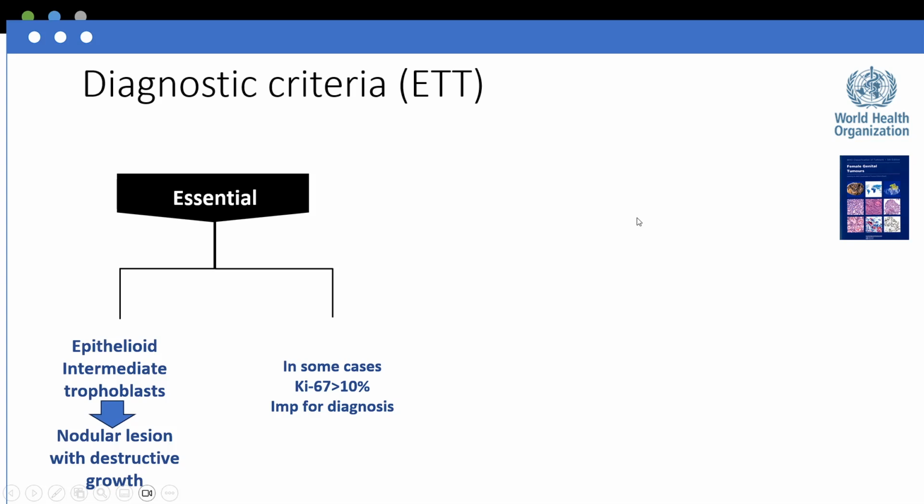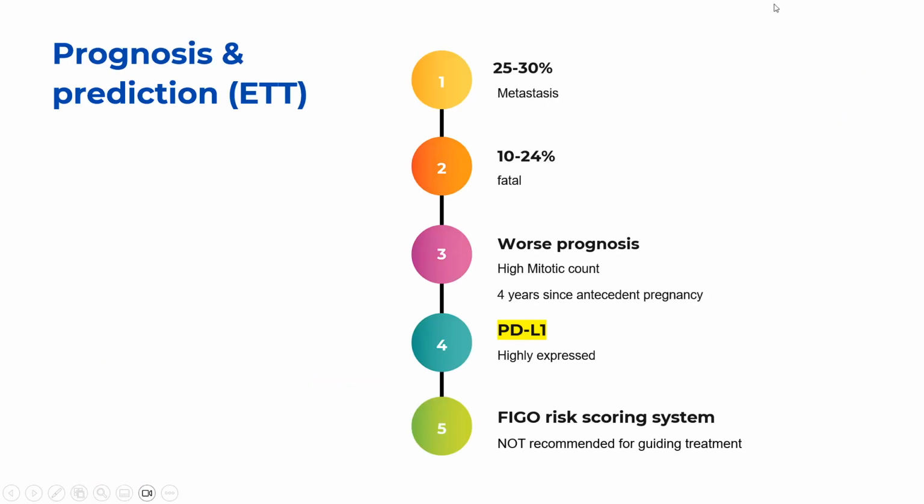So to wrap things up, according to the WHO, we need the epithelioid intermediate trophoblasts that are P63 positive, those chorionic-type ones with a nodular lesion, and a Ki67 that's more than 10%. What about the prognosis? We have 25 to 30% metastasizing, and 10 to 24% are fatal. Worse prognosis when we have a high mitotic count and more than 4 years since the antecedent pregnancy. Those tumors were found to express PD-L1. That's giving some hope for trials, or for cases that may respond to immune checkpoint inhibitors, maybe.